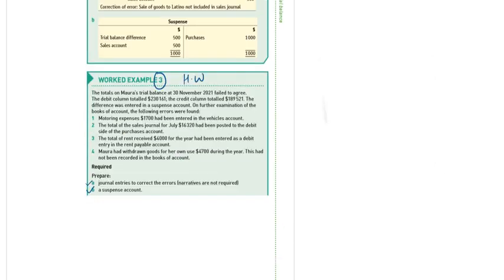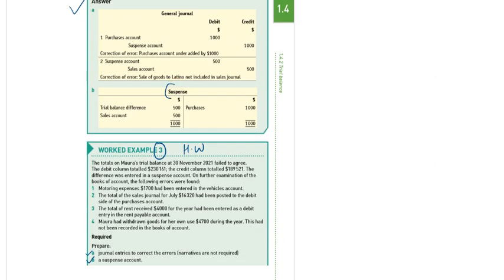So this is the worked example 2. Again, this is your homework. Okay. The requirement is journal entry to correct error. You have to pass journal entry. So this is very compulsory. And open a suspense account like this one. Suspense account in the shape of T.